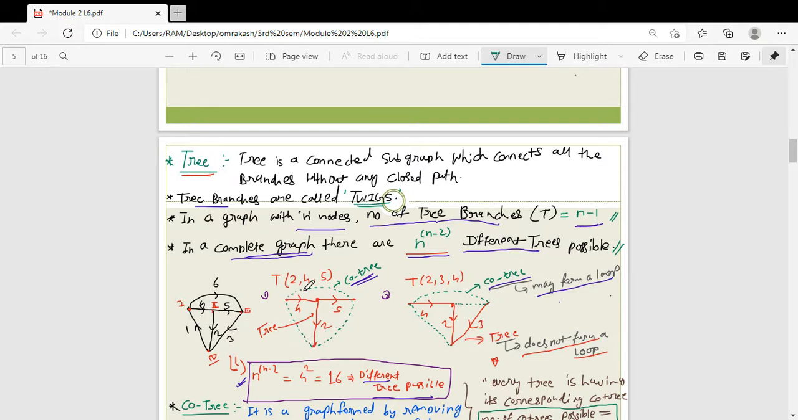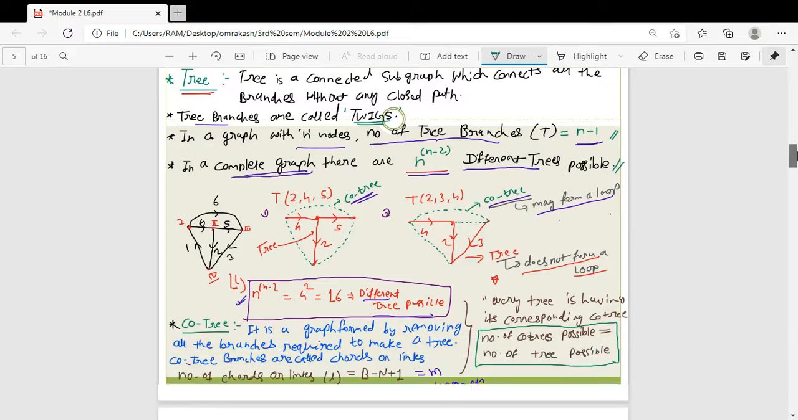So this green line shows you your cotree. Only this green line shows your cotree, right? A cotree may form a loop, but a tree does not form any loop. Okay, that is the condition for this.